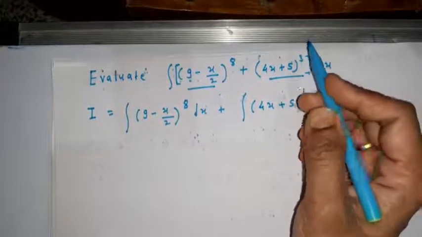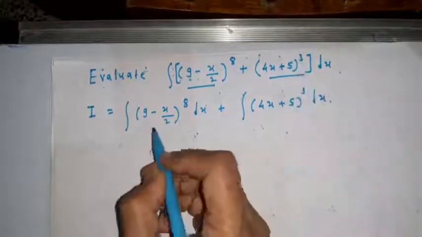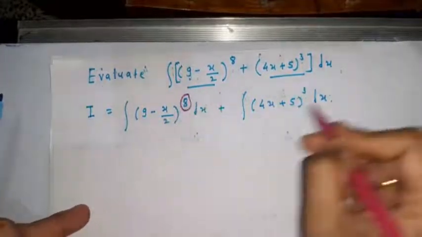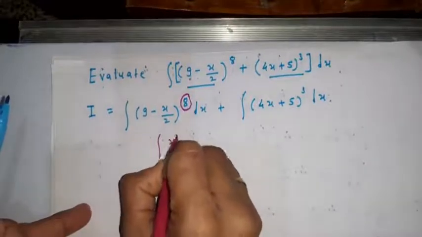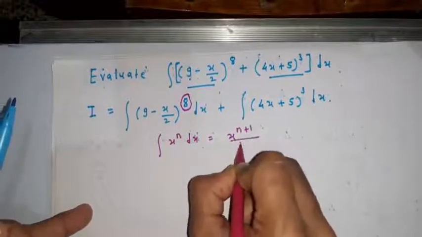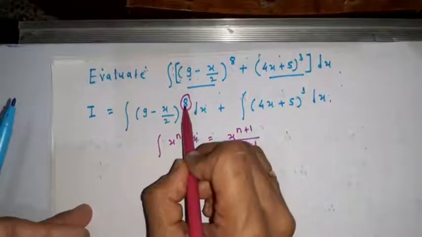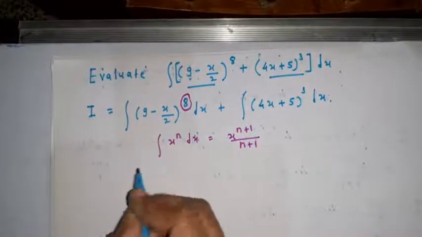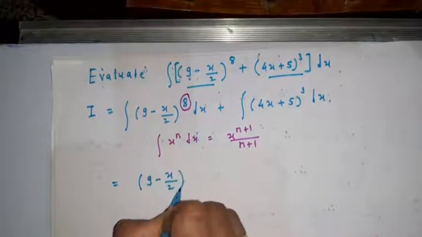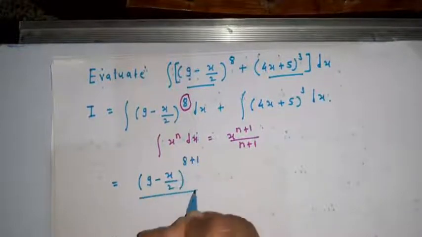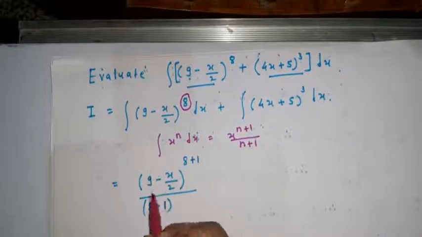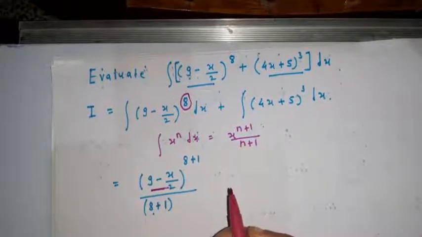Now how to solve the integration? See here students. So here the power is 8. Okay, and by using the formula, that is x raised to n formula, we have to integrate. That is x raised to n plus 1 upon n plus 1. And the value of n is 8 here. Okay students, and that's why the integration will be 9 minus x upon 2 raised to 8 plus 1 upon 8 plus 1. But see students, here the term 9 minus x by 2 is again differentiable function.